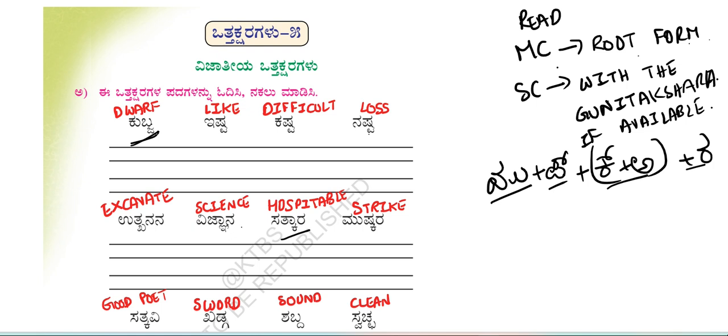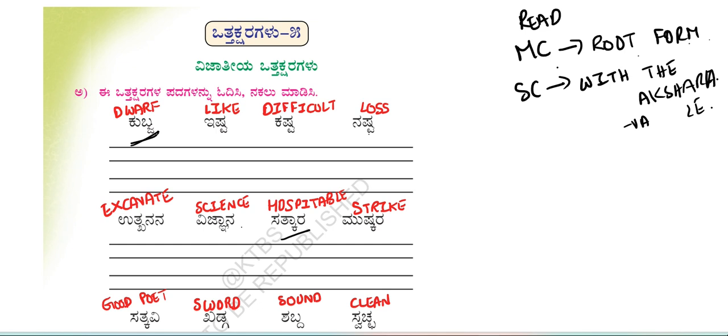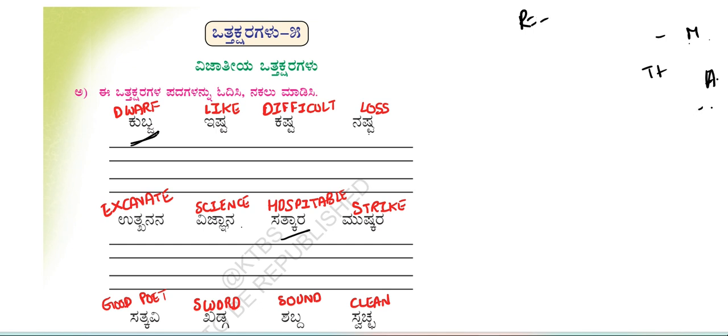So this is the rule for reading. The rule is very simple. Read the main consonant in its root form and the secondary consonant, if there is a Gunitakshara, add it to the secondary consonant, or read the secondary consonant with the sound A. But when you write, the Gunitakshara should come on the main consonant only. Remember that. That is the difference between reading and writing.